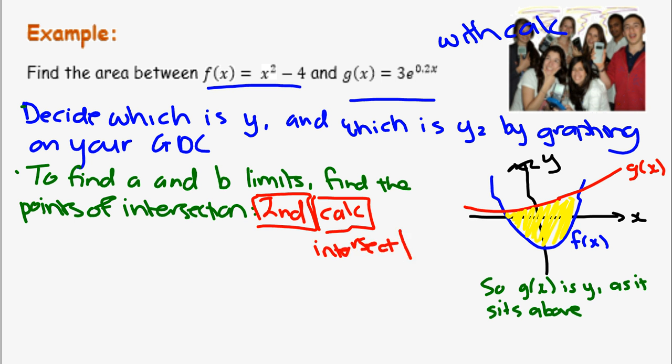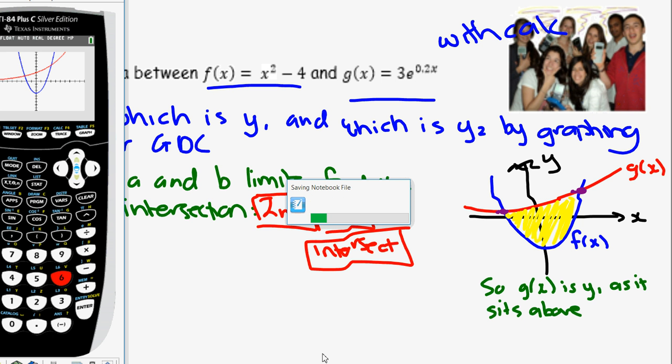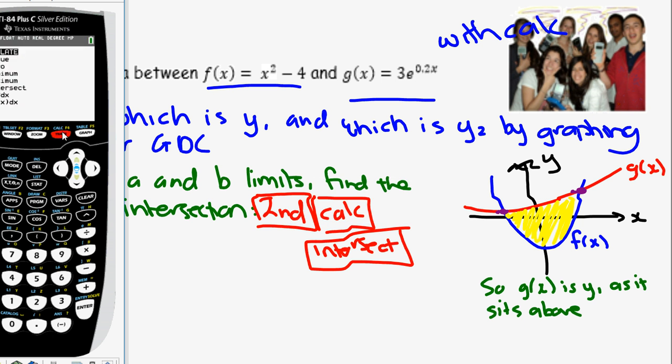Let's do a demo of that. There are two of them we've got to find. We've got to find the one here. You only need the x coordinate, but feel free to record the y coordinate just in case it's useful later on. But the x coordinate is all we need because a and b are x values. So I'll just save that for now. And now let's grab our calculator out. So remember, you go second calc, 5, select intersect.